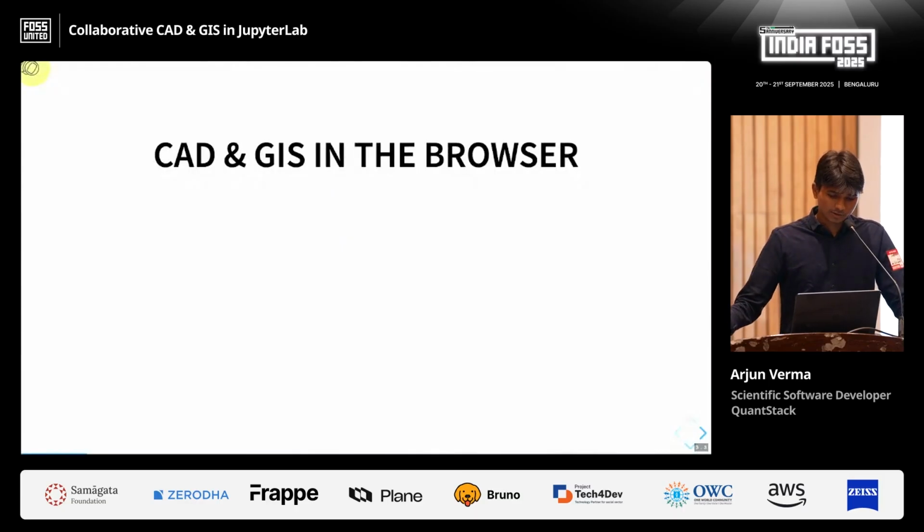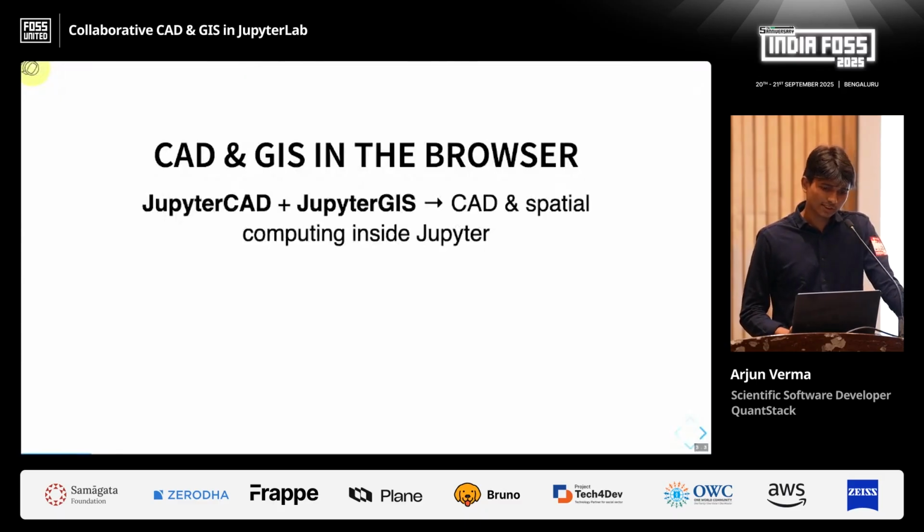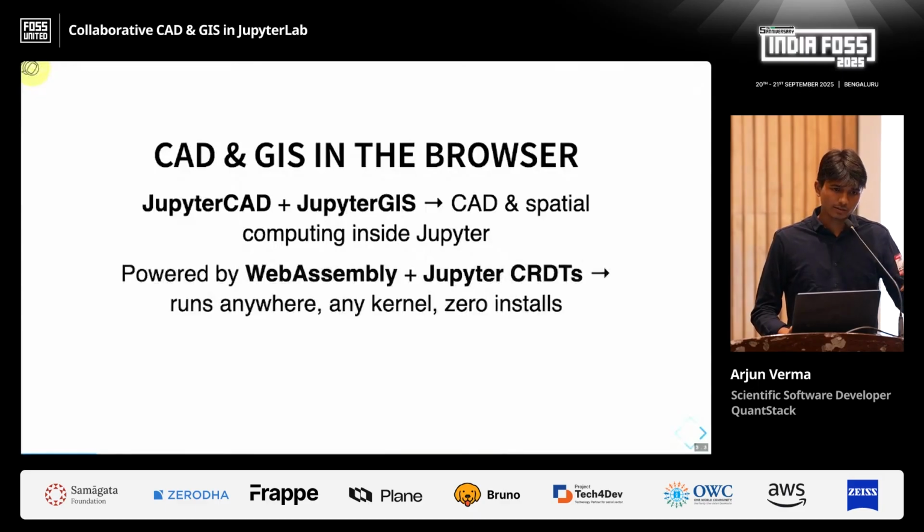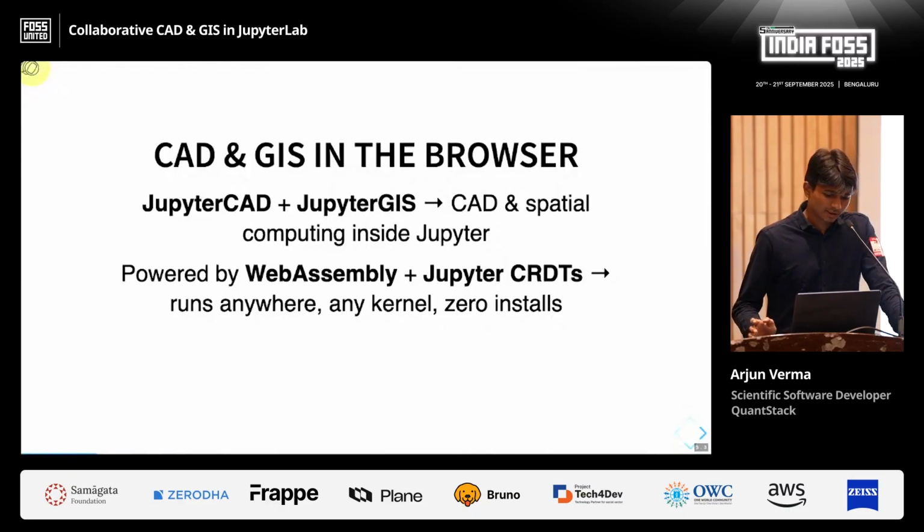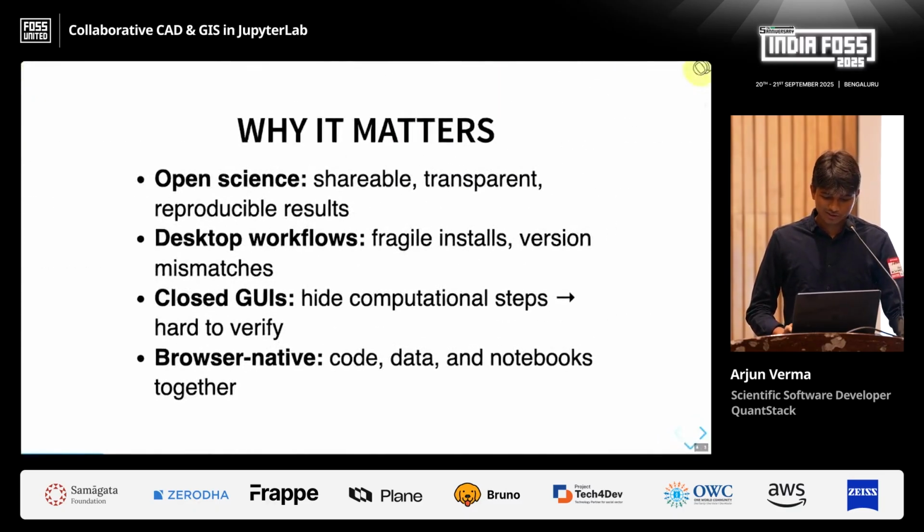So here comes Jupyter in the picture. What we are trying to do is replicate the experience of QGIS and FreeCAD inside the browser. Jupyter CAD and Jupyter GIS are CAD and spatial computing applications built in the Jupyter ecosystem inside the browser. It is also powered by WebAssembly and Jupyter CRDTs, which enable real-time collaboration. You can be sitting anywhere in the world and still collaborate with a colleague, like Google Docs.